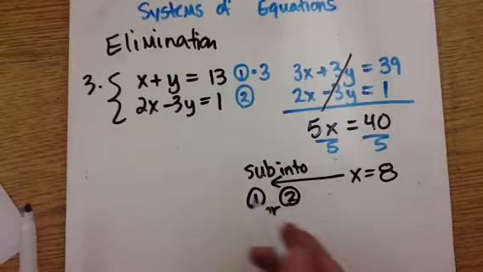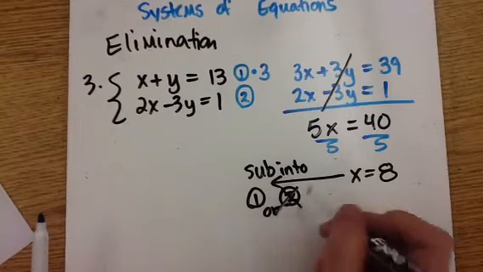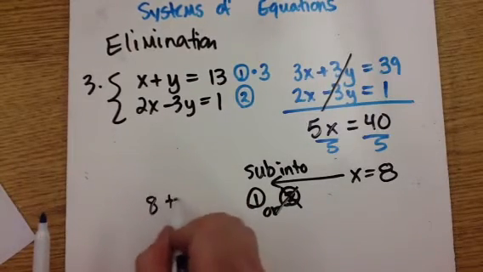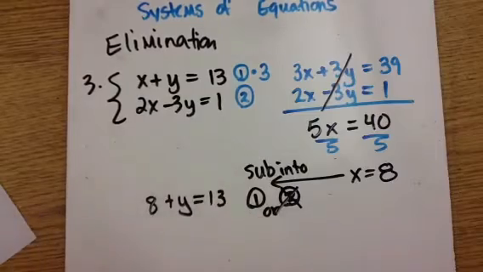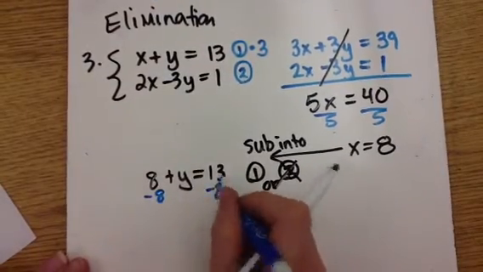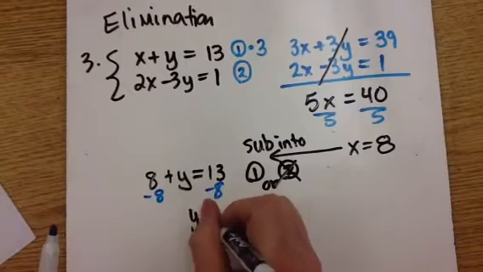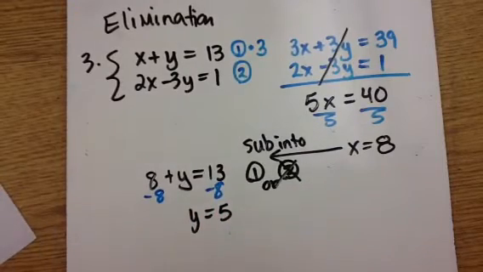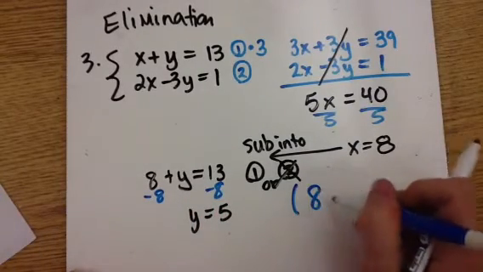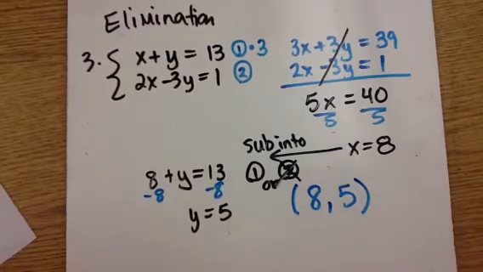To me it looks like equation 1 will be easier, so I'm going to use equation 1. So I'll have 8 plus y equals 13. Solving for y, that gives me y equals 5. So then the solution to the system will be the ordered pair 8, 5.